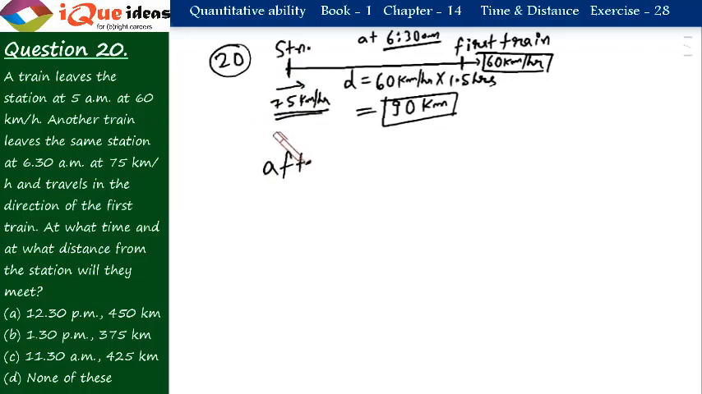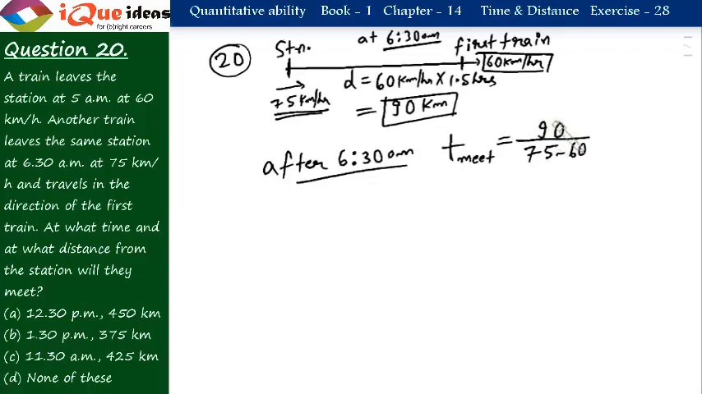So after 6:30 a.m., the time taken for the trains to meet would be equal to the distance between them, 90 kilometers, divided by the relative speed in the same direction. So it is 75 minus 60, which is equal to 90 divided by 15, which is 6 hours. So the time taken is 6 hours after 6:30 a.m.